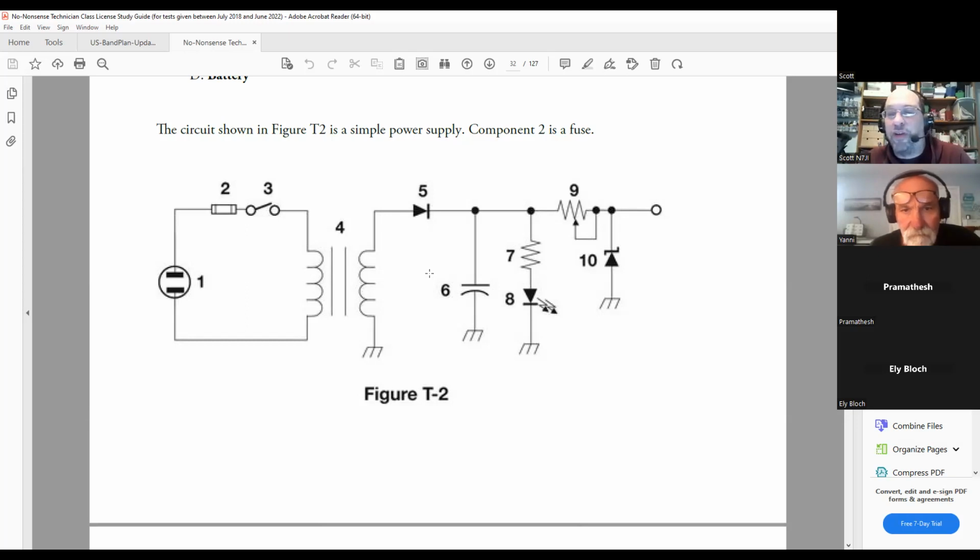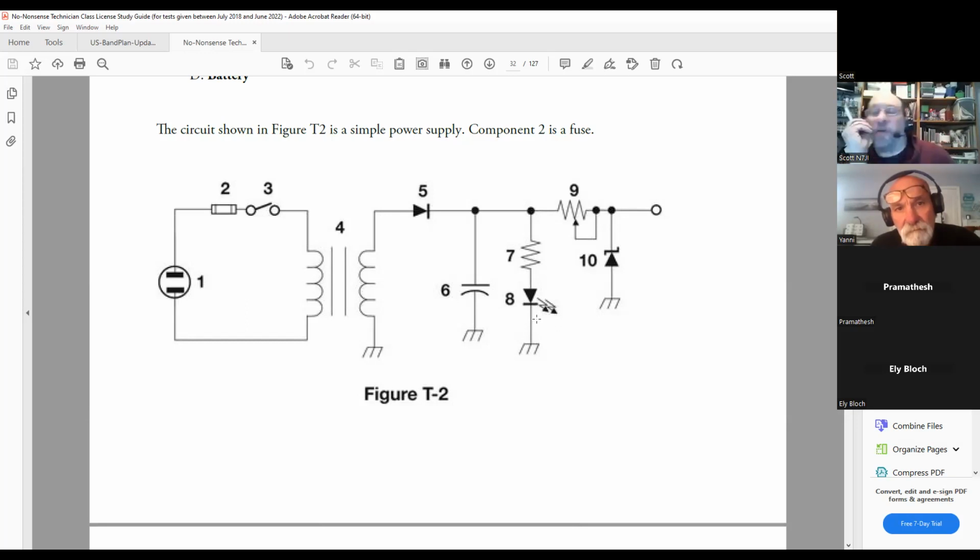Sometimes you can have a different kind of capacitor, which is called an electrolytic capacitor. Somebody mentioned blowing capacitors up. If you hook up an electrolytic capacitor, they have a plus and a minus sign on them. And if you hook them up backwards, you'll blow it up. Number 7 is a resistor. 8 is a light emitting diode, or an LED, which functions as an indicator saying the power is on.